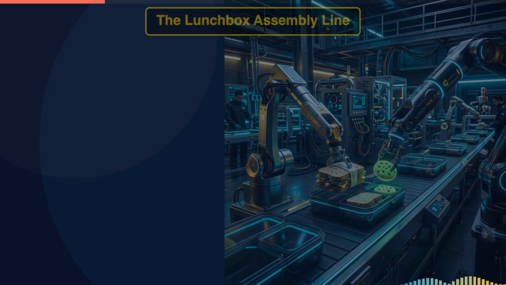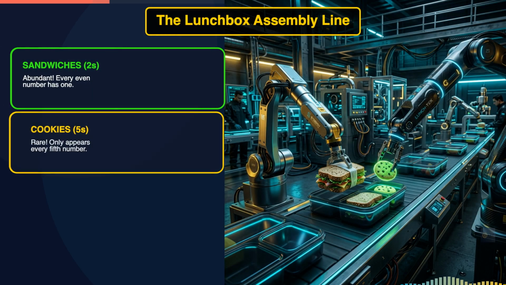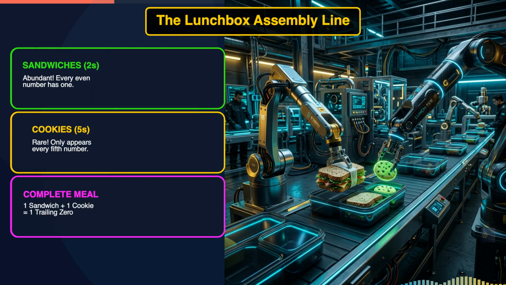Think of it like a professional lunchbox assembly line. To create a complete meal, which represents a trailing zero, we need two ingredients, a sandwich, representing a factor of 2, and a cookie, representing a factor of 5. On our belt, sandwiches are everywhere. Every even number, 2, 4, 6, provides at least one. But cookies are rare. They only appear every fifth number: 5, 10, 15.